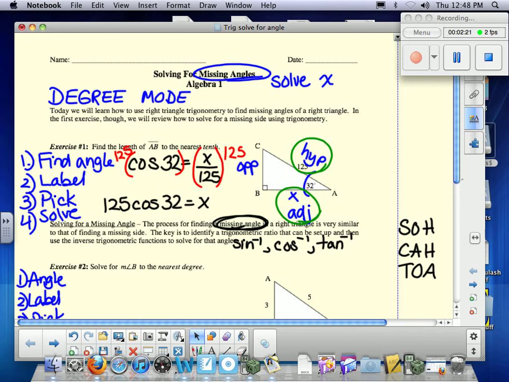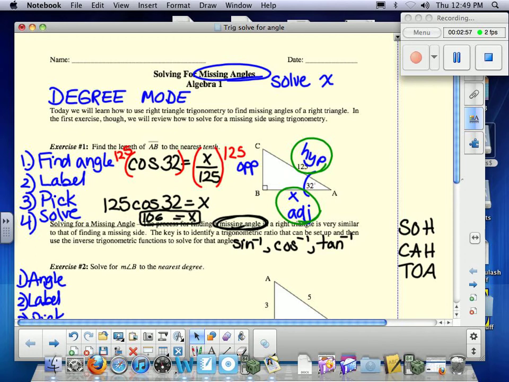So I did the one on the homework. Is this right? 106? I agree. Did you do cosine 32 and then times 125? That's fine. Just be sure you close the parentheses after the 32. Yep. Cosine, sine, tangent.